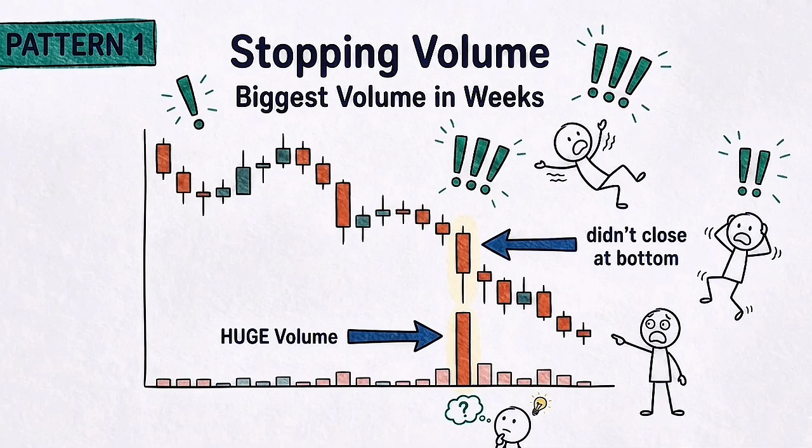Pattern 1, stopping volume. Imagine price is crashing, red candle after red candle. Everyone is panicking and selling. Then you see this, a tall red candle. The volume bar underneath is huge, the biggest in weeks. But here's the thing. The candle doesn't close at the very bottom. It has a long wick below, and the close is near the middle.